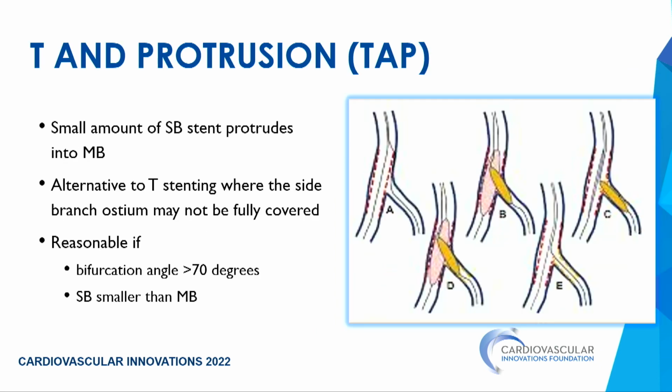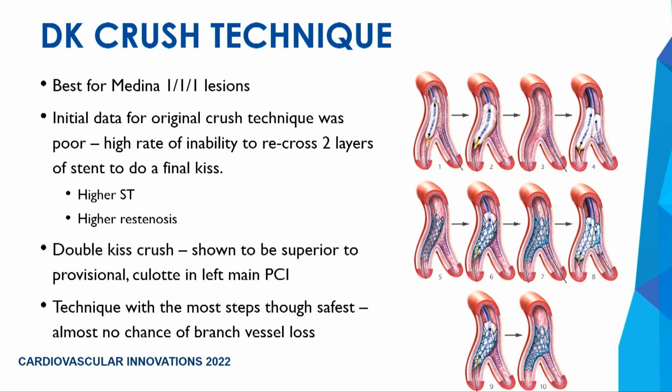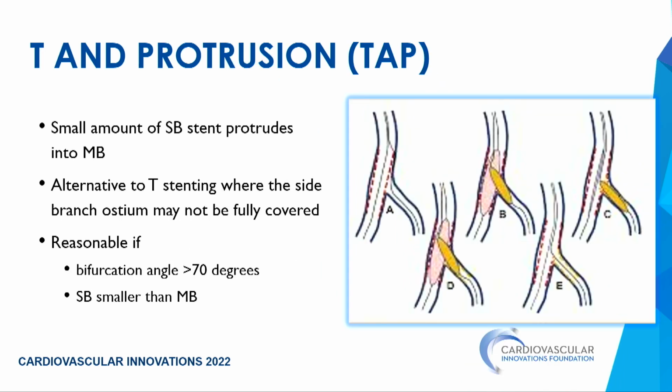T and protrusion, generally this is done as a bailout in provisional cases for me, but with this technique, essentially what you're doing is stenting the main branch and then rewiring back through, opening up the side cells, and then putting a stent in the side branch to cover the ostium, so you'll have a slight amount of stent that hangs back into the main vessel. And so this is an alternative to T-stenting where the side branch does not come off at a true 90-degree angle, which I don't know many bifurcations where that's the case, particularly after you stent the main branch.